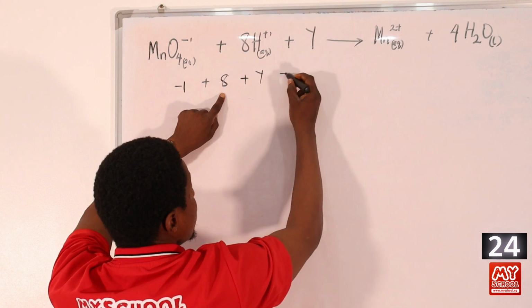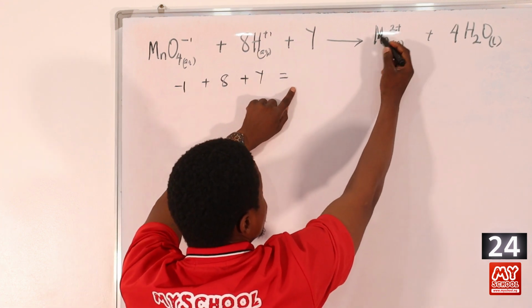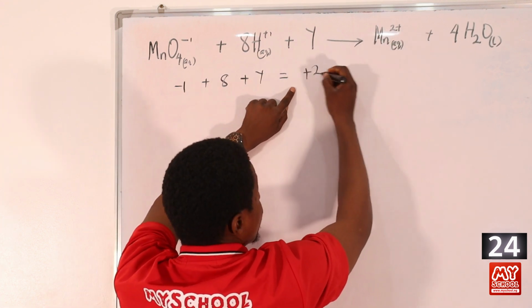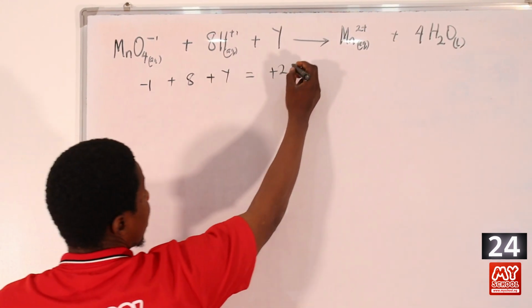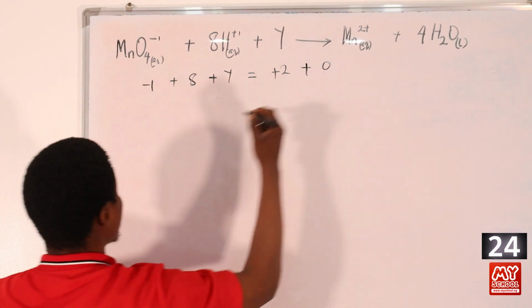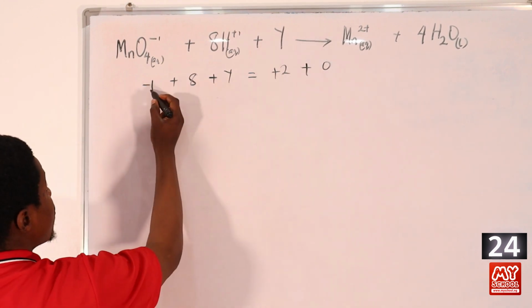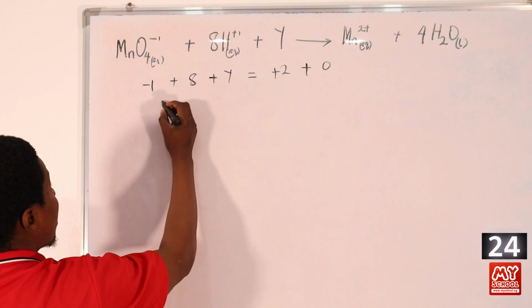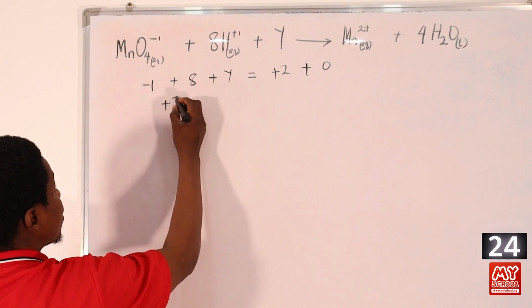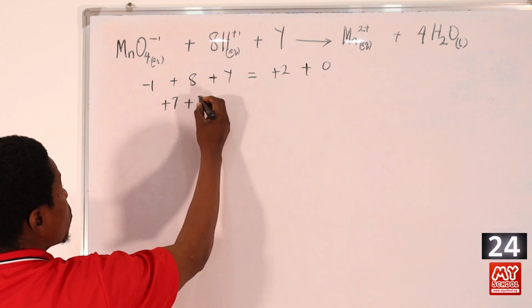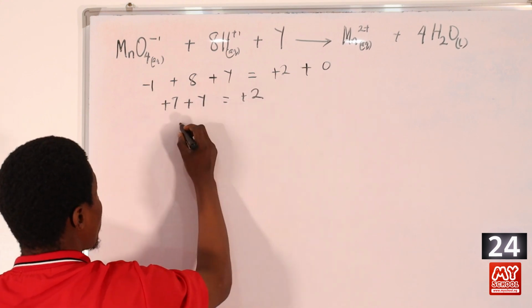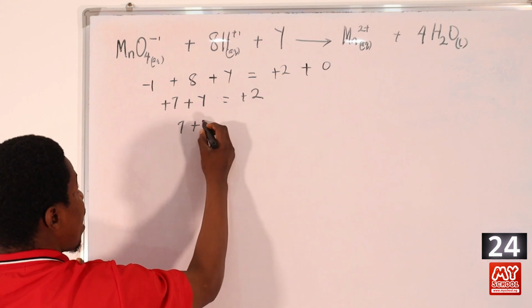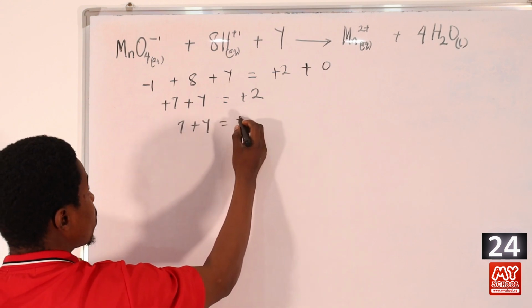So this will be equal to, this is plus 2, 1 times 2, that's plus 2. Of course, water 4 times, no charge, 0. So we can add that, plus 0. Let's simplify this now. We have minus 1 plus 8, that's plus 7. 7 plus Y will be equal to plus 2 plus 0, that's plus 2. So we have 7 plus Y is equal to 2.